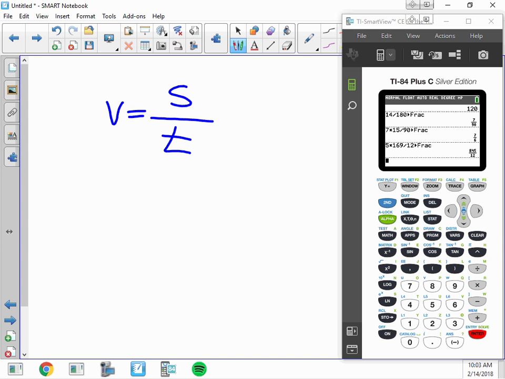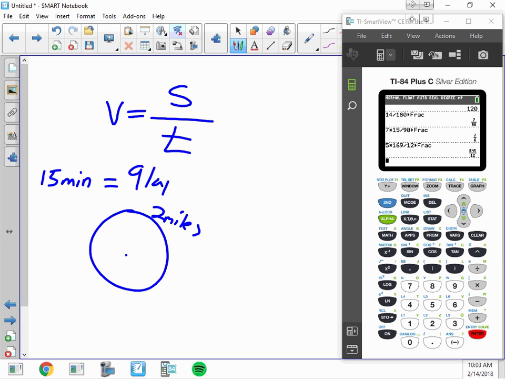Okay, so in this case, the radius is 2. Oh, no, that's not right. That's the circumference. So this circumference is 2 miles. That's the distance around the track. Okay, and then we have, it took 15 minutes to go 9 laps.